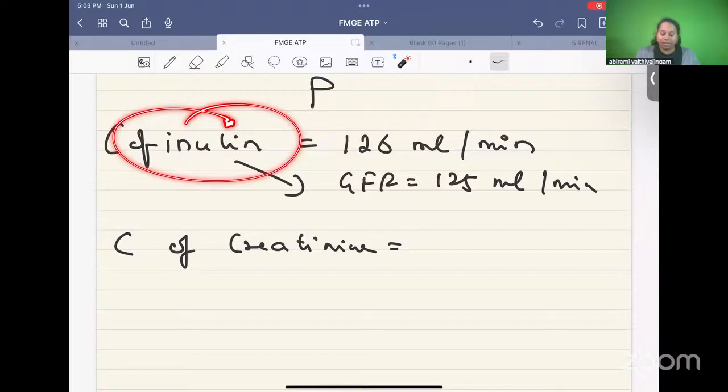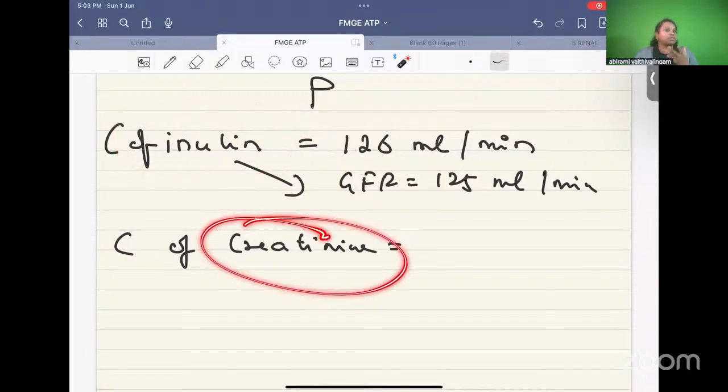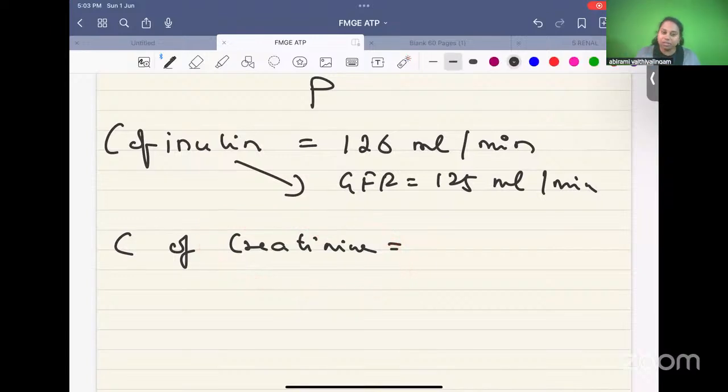Mostly the preferred technique is creatinine because creatinine is not a foreign body. It is already present inside your body. All your muscles are already producing creatinine. So when I measure the clearance of creatinine, it is giving me 140 ml per minute. What is the normal GFR?